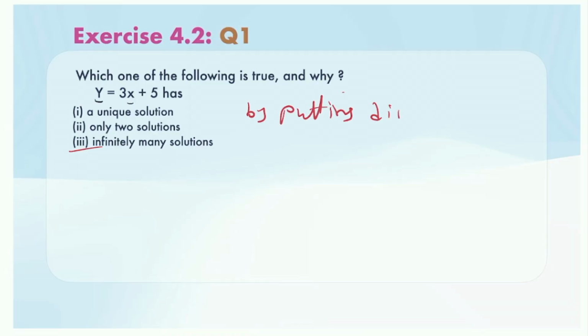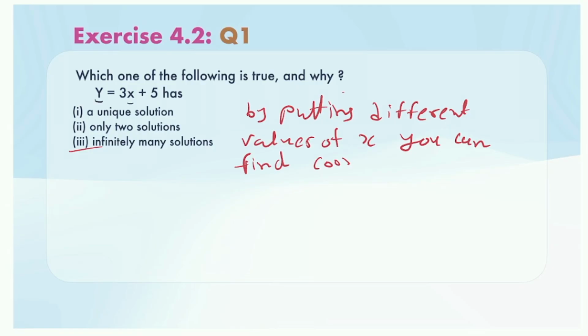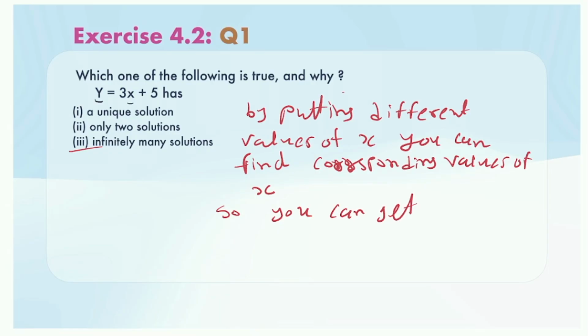So you have to write it by putting different values of x. Or you can write here by putting different values of one variable, you can find the corresponding value for another variable, right? You can find corresponding values of x, right? So you can get infinite solutions.